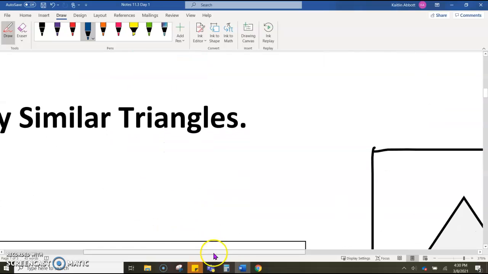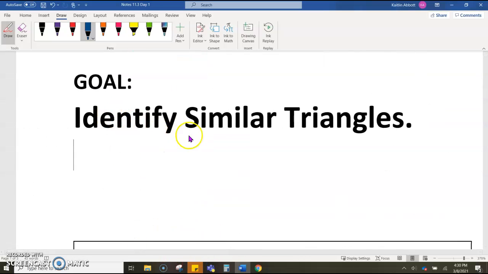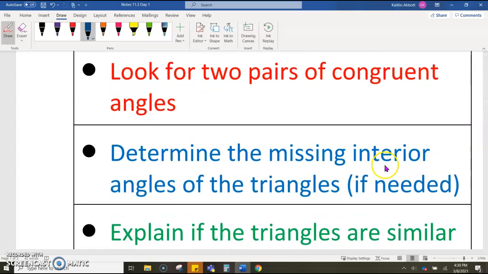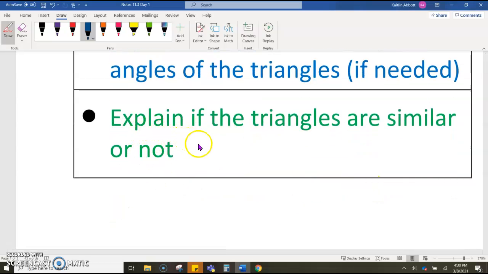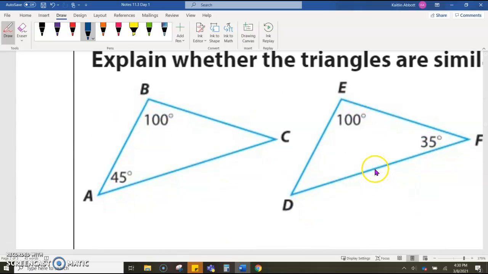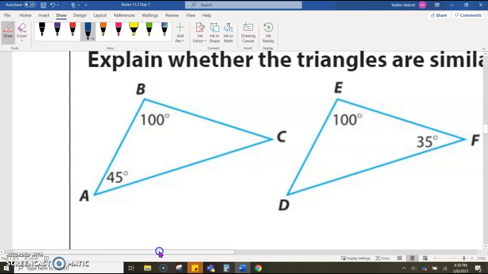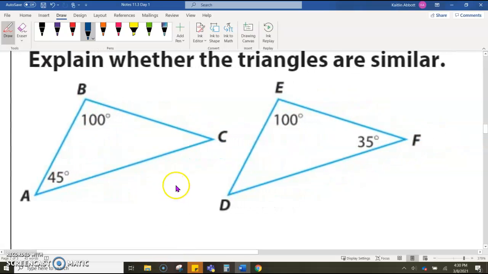Today we are going to be identifying similar triangles. So to do that, we're going to look for 2 pairs of congruent angles. We're going to determine the missing interior angle of the triangles if we need it. And then we're going to explain if the triangles are similar or not. Explain with words. All right, so here's one example. So we need to see if we have 2 congruent angles first to see if these are even similar.